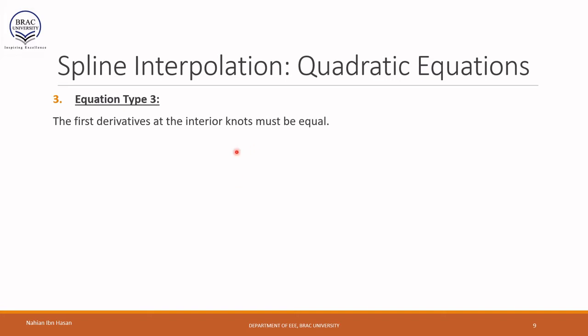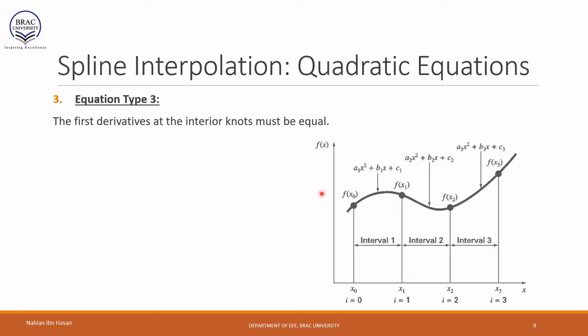Under this category, the derivatives at the interior nodes must be equal. If you look at the picture again, at all of the internal data points the functional derivatives should be equal. At the internal data point x equal to x1, the derivative of this function and this function should be equal. The derivative of the first function is 2a1 x plus b1, and the derivative of the second function is 2a2 x plus b2. These two terms are going to be equal. Similarly, at the next internal data points, the derivatives of the two functions should be equal.